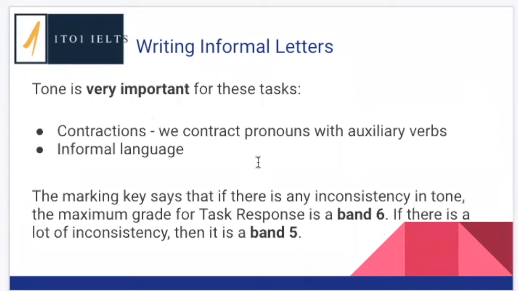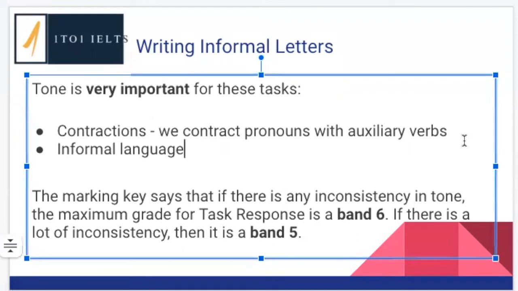And once we know if it's formal or informal, it's really important that we have what we call the correct tone. So we've got to make sure that the language we are using is consistent with the type of letter. So if we have an informal letter, we need to be using informal language, and we need to be using contractions. So contractions, let me give you some examples.